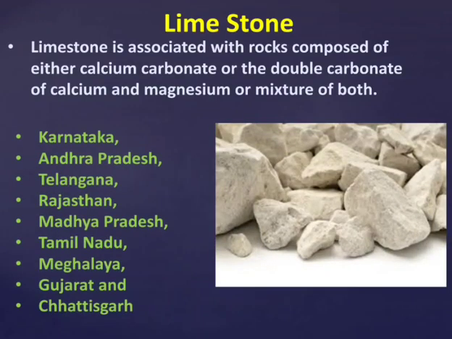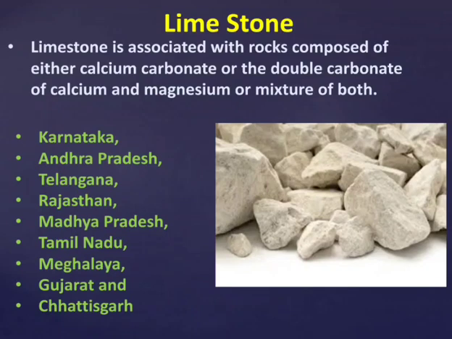Limestone is composed of calcium carbonate or the double carbonate of calcium and magnesium. Limestone is used in chemical industries and also in making bleaching powder, paper, cement, iron and steel, glass and fertilizers, etc. Karnataka, Andhra Pradesh, Telangana, Rajasthan, Madhya Pradesh and Tamil Nadu are the leading producers of limestone in India.